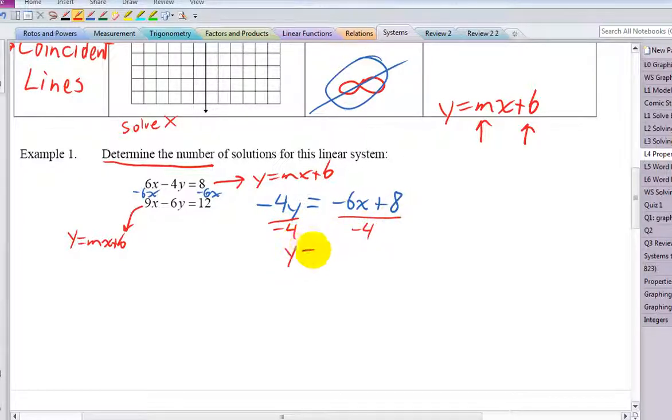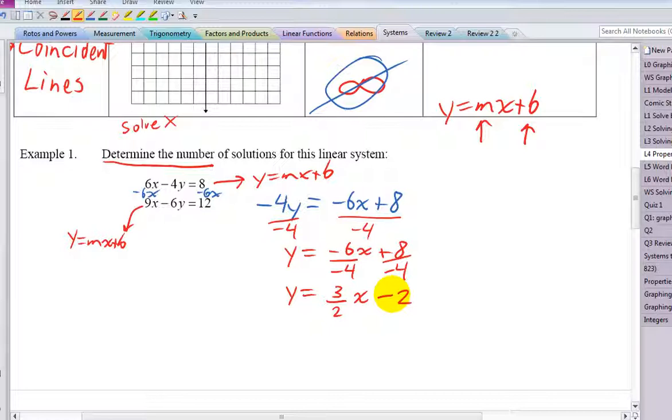And so we're left with y equals negative 6x over negative 4 plus 8 divided by negative 4. So negative 4 divides both terms on the right side, all of it. Now we must simplify. So 6 over 4, two negative signs become a positive. Divide by 2 to put 3 over 2 as the lowest terms. 8 divided by negative 4 is negative 2. So there's a step by step of how to think about changing it into y equals mx plus b.